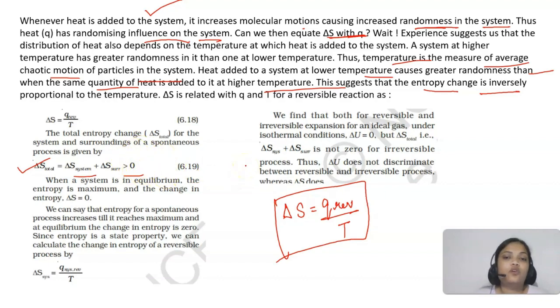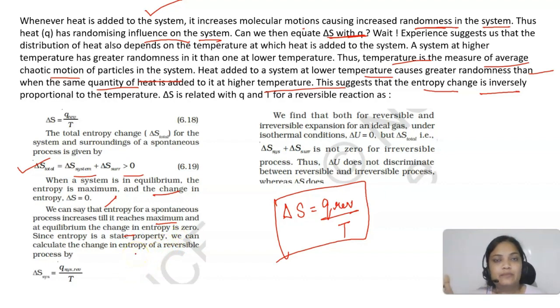Alright, this is also called the second law of thermodynamics. Ki for an universe, the entropy change should also always be positive. And you know, whenever a system is in equilibrium, entropy will be maximum and the change in entropy would be 0. Okay. So you can say that entropy for any spontaneous process increases till it reaches the maximum, and at equilibrium the change in entropy would be 0.